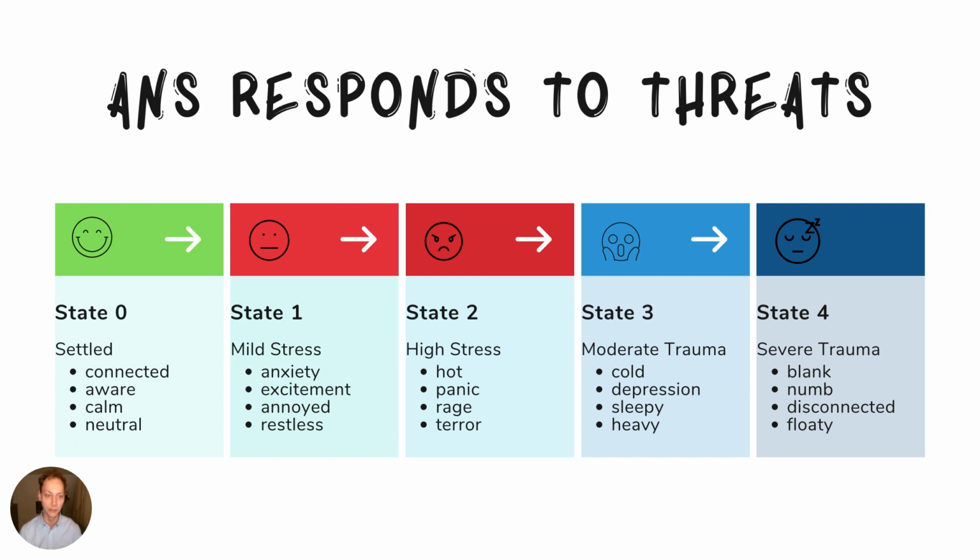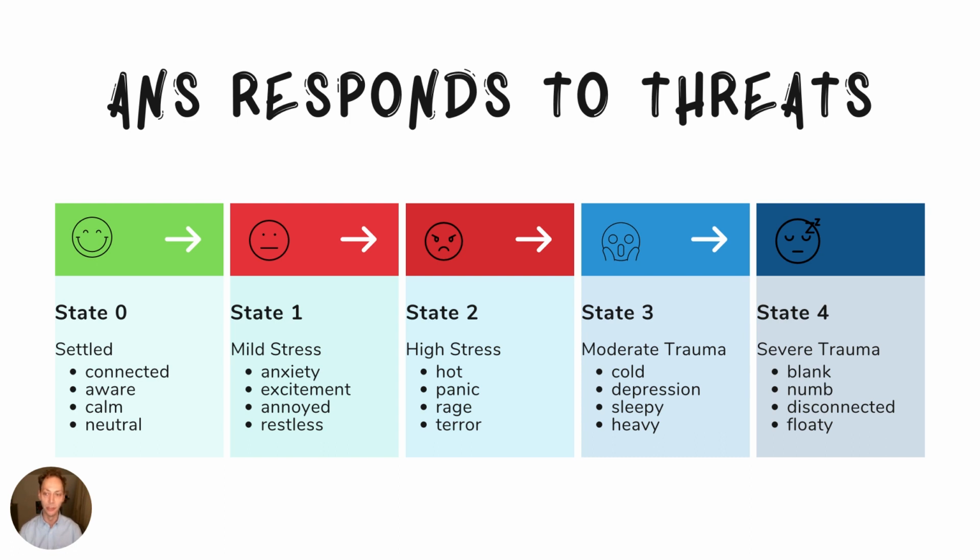The red states, state 1 and 2, these are hot, these are active. You're going to have to fight something or run away from something. And if that doesn't work, then the nervous system starts to turn inward and we start getting cold and depressed. And this is where trauma comes in. It's not stress anymore. It's trauma.